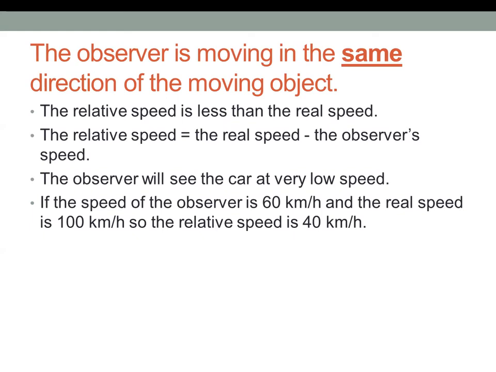So if the speed of the observer is 60 and the real speed is 100, I will not see it at 100. I will see it at 40. Okay, I will see it less than its real speed because we are in the same direction.